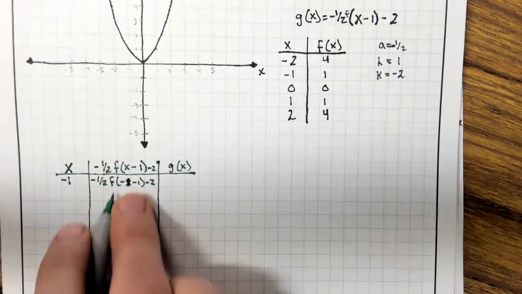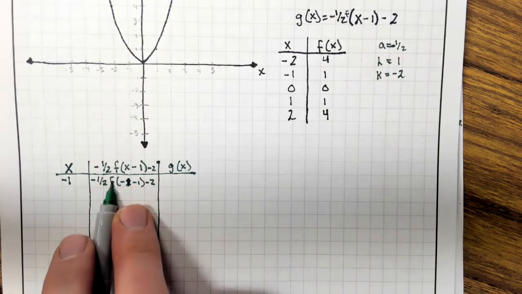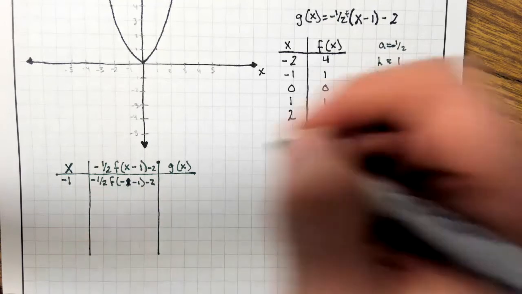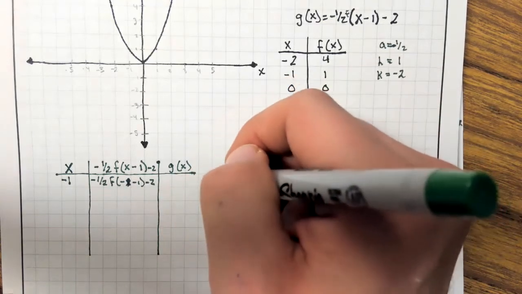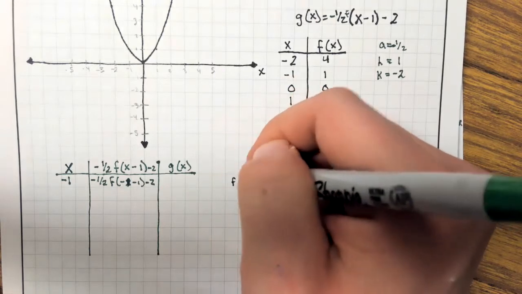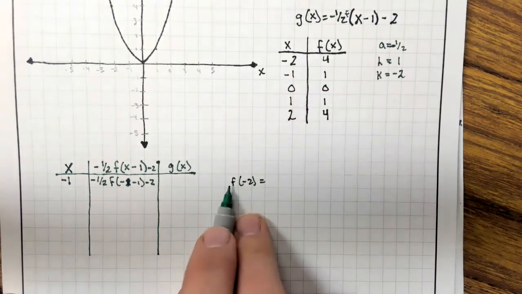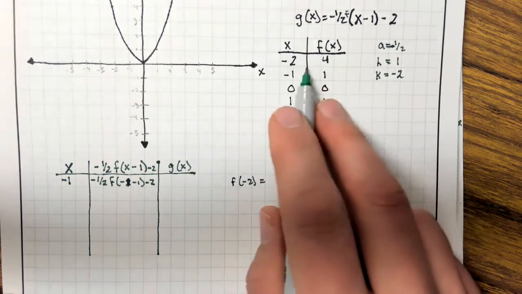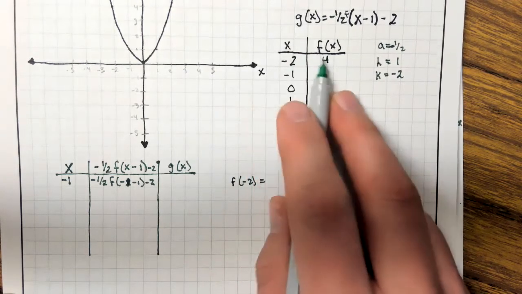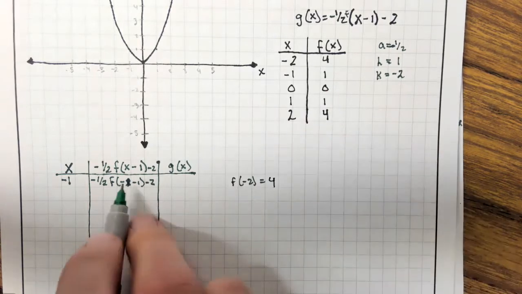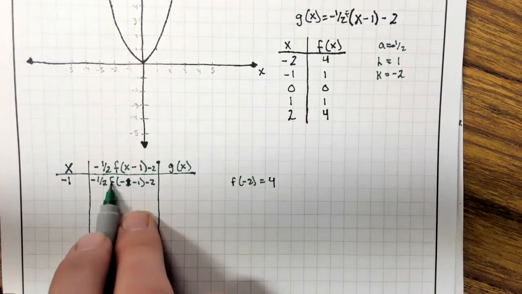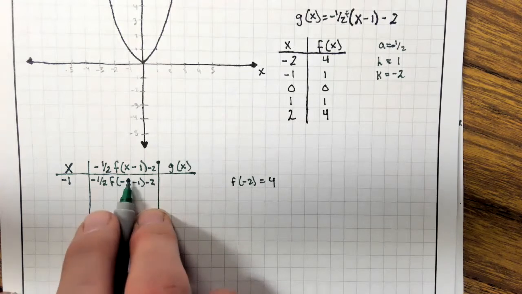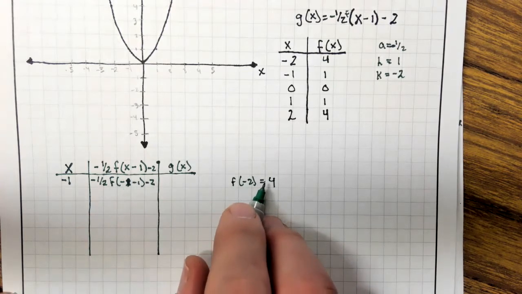Maybe I should write this down. On this one, I've got f of -1 minus 1, which means I have f of -2 there. Now, what is this value? What is f of -2? Well, we can go back to our original function to check that out. F of -2 is +4. So this really becomes f of -2, and f of -2 is +4.